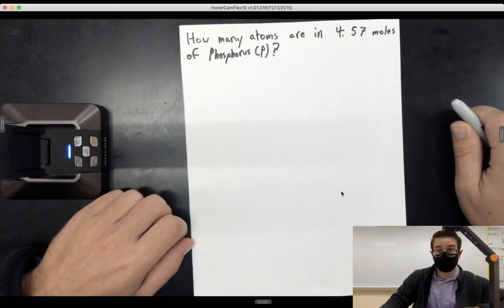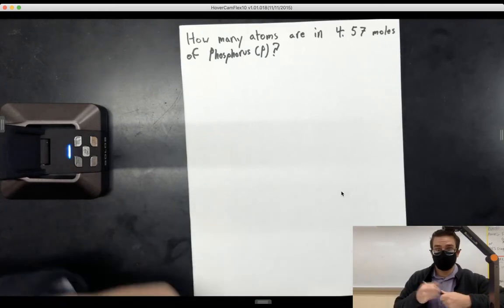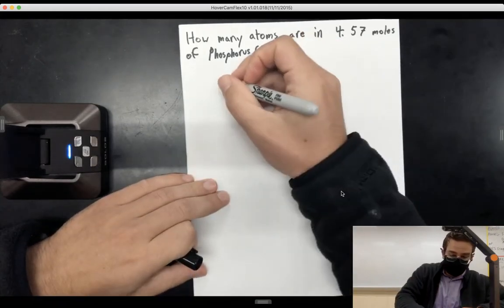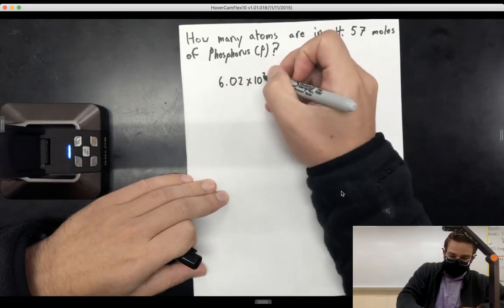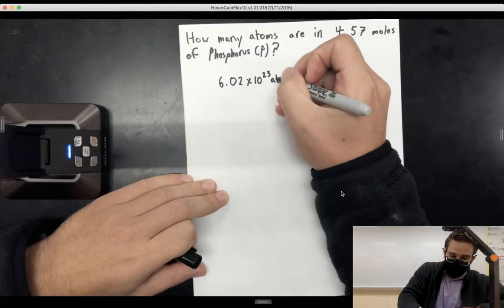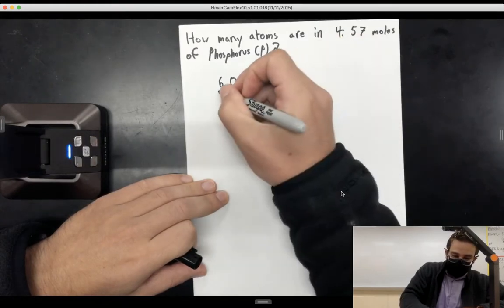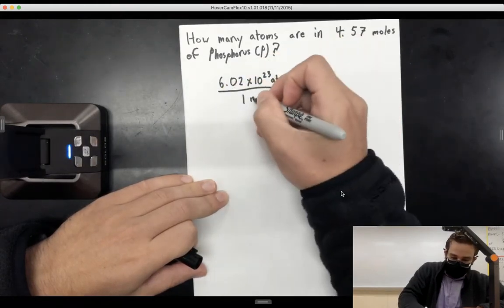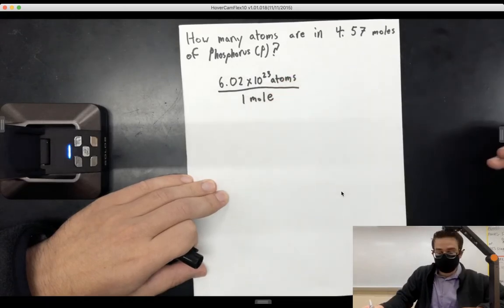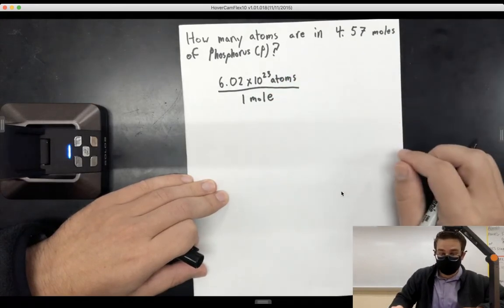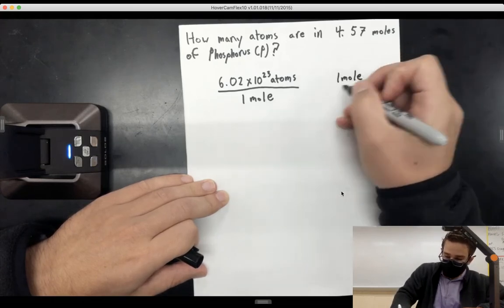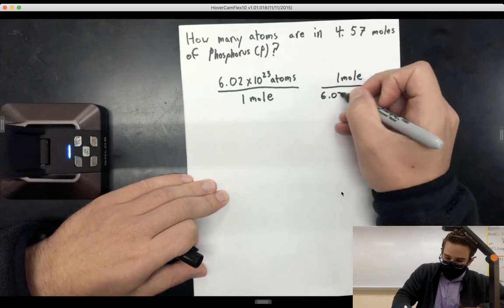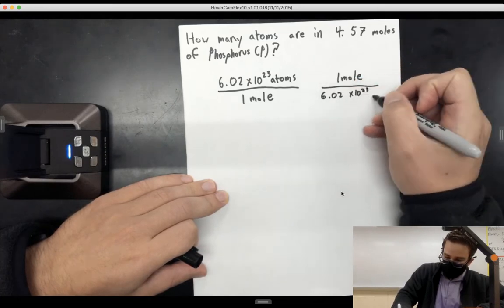Whenever we are converting between atoms and moles, there are two possible conversion factors that we will use. We should know that in a single mole, there are 6.02 times 10 to the 23 atoms, that is per 1 mole. And the other way to write this statement is that there's 1 mole per 6.02 times 10 to the 23 atoms.